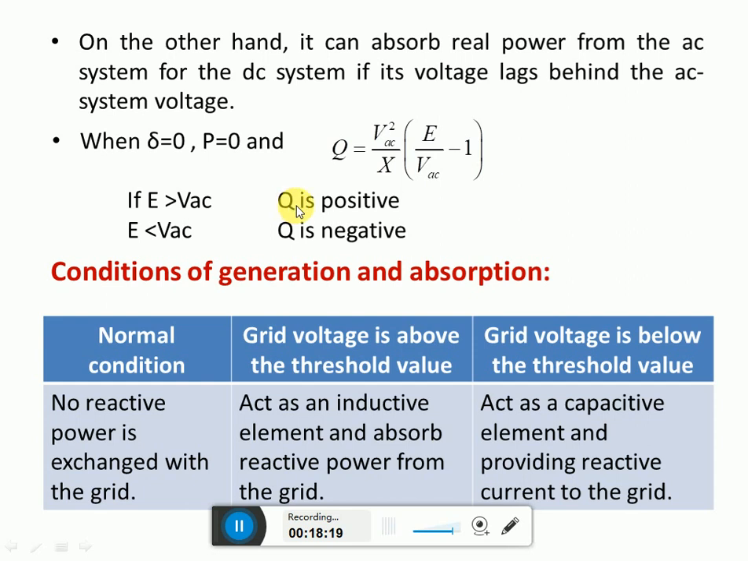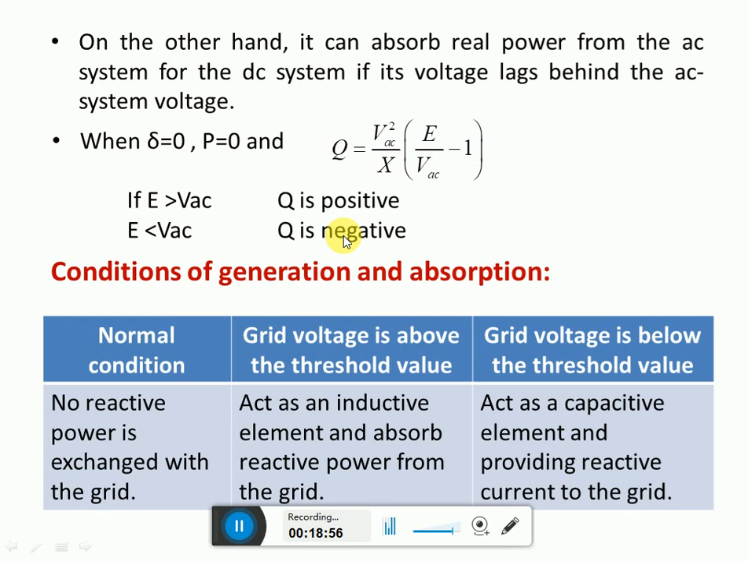So in this case, P is 0 means the STATCOM is supplying pure reactive power, as there is no phase difference between the system voltage and the generated voltage at the STATCOM terminal. When E is less than VSC, Q becomes negative. Q negative means the STATCOM is now absorbing reactive power, which is inductive type. That will reduce the voltage at the point of connection.